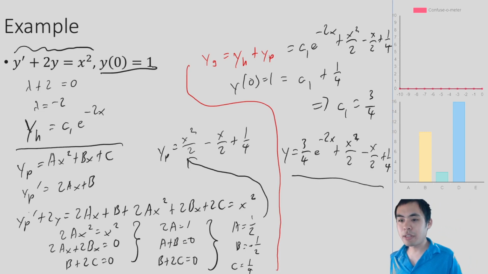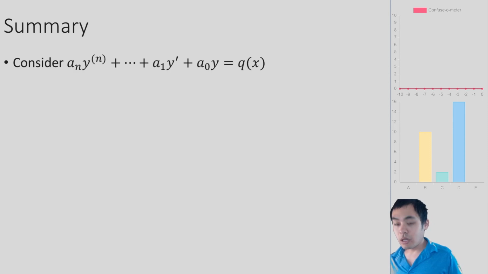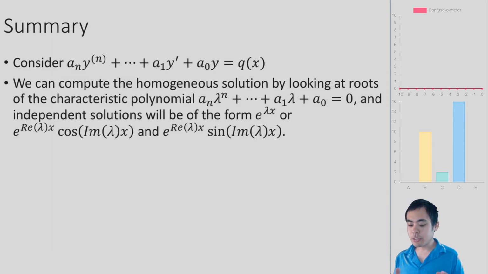Okay, so putting everything together, and to summarize, if you have an inhomogeneous ordinary differential equation, you first compute the roots of the characteristic polynomial and get the independent solutions. They will either be of the form e to the lambda x, or e to the ax cosine bx, or e to the ax sine bx.